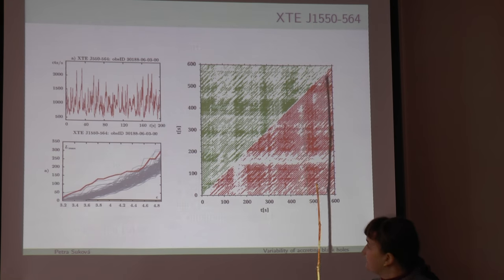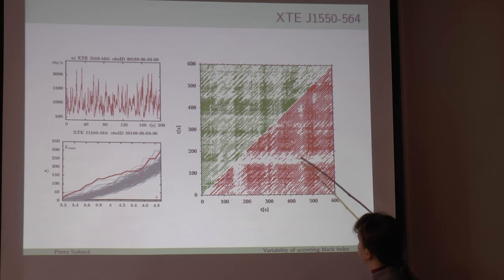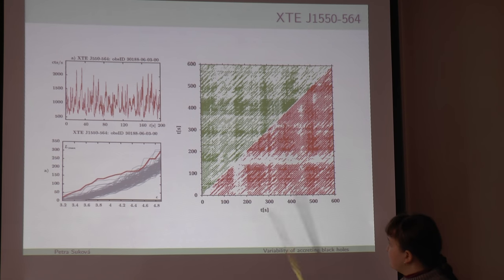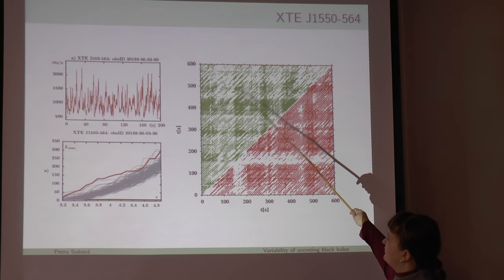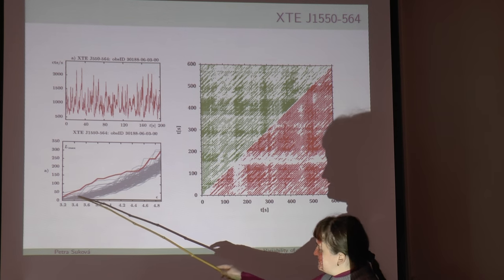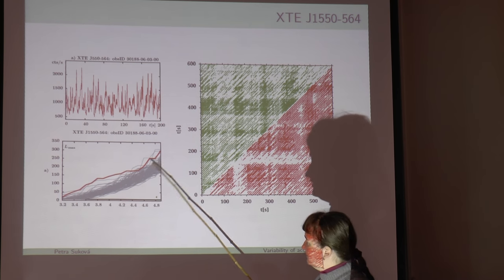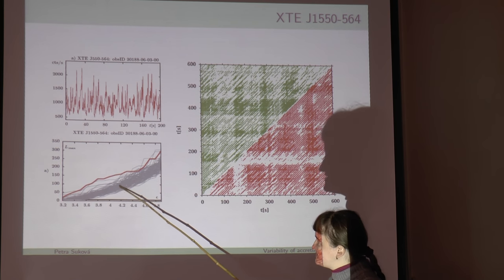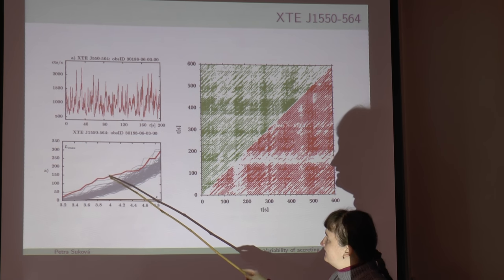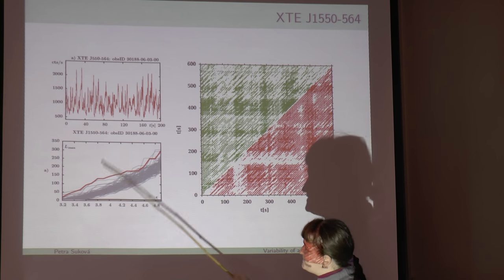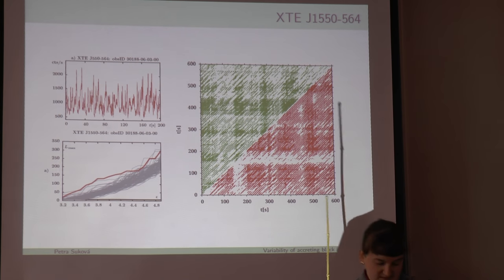And I will return to this plot. So here was the recurrence plot for the original time series. This is one example for one of the surrogates. And this is the maximal length of the diagonal line for the surrogates. So you can see that there is a difference between our observed data and the surrogates.